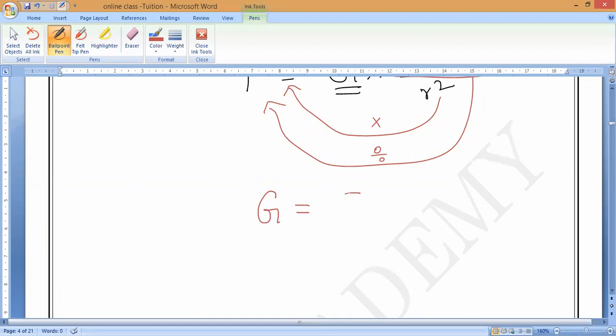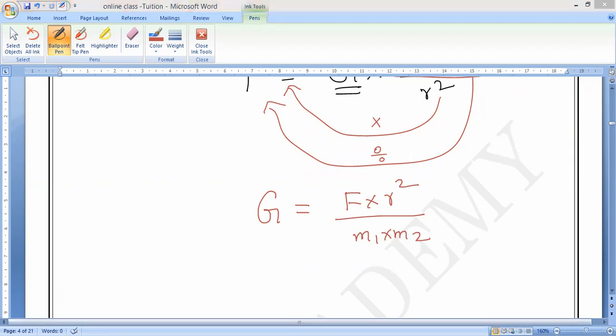G equals force into distance square divided by M1 into M2. Understand? I think Monish also understands very well. Yes, Monish? Can I believe you? Yes, sir. So that's all. If you understand this, you can understand now.